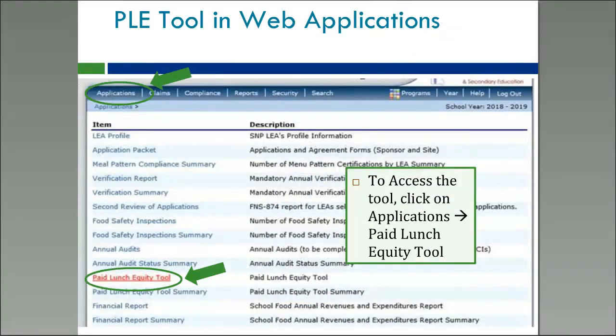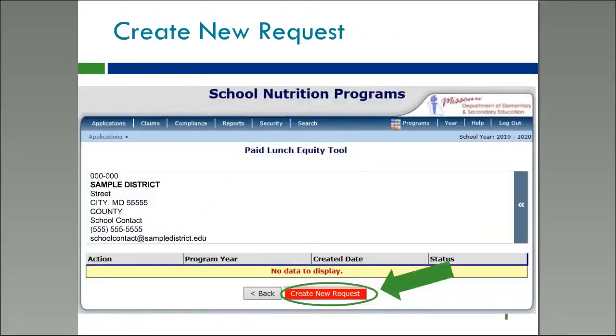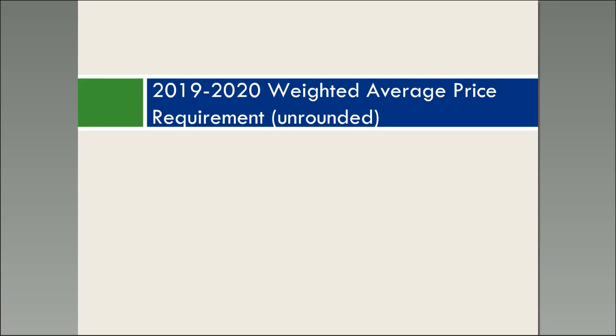To access this new PLE tool, you will click on Applications, and then you will click on Paid Lunch Equity Tool. Then you will click on Create New Request. This will take you to the PLE tool. The PLE tool is all on one page in the web application system, and then it's broken down into different sections. The first section is the 2019-2020 weighted average price requirement unrounded. This is the same as the unrounded price requirement calculator in the Excel tool file.